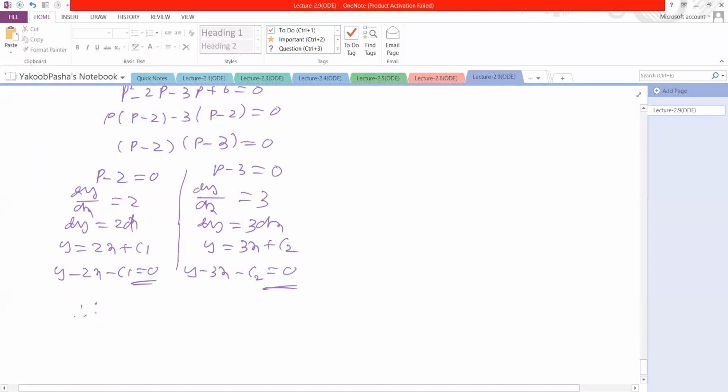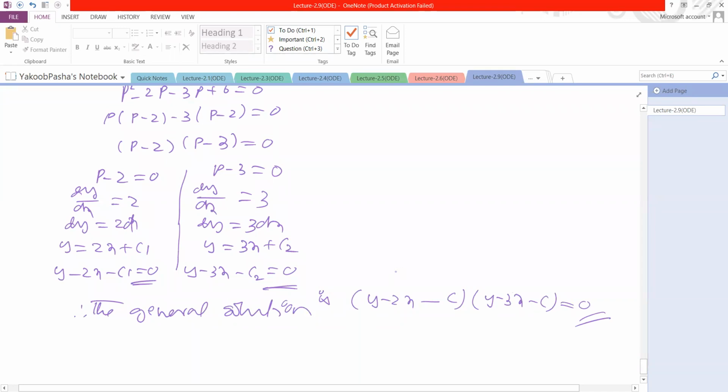Therefore, the general solution is (y minus 3x minus c1)(y minus 3x minus c2) is equal to 0. This is the general solution of the given differential equation.